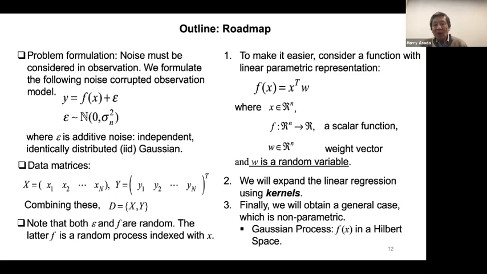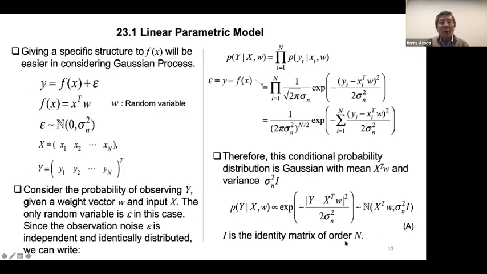So that's the power of kernels. By using this kernel, we relate this one to Hilbert space. Finally, we will obtain a general case, which is non-parametric. Non-parametric means that we abandon this particular linear regression structure. We go to the non-parametric regime, and that is dealt with in the Hilbert space. Okay, so let's start with the simple case.